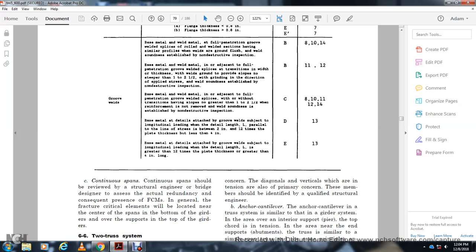Continuous spans should be reviewed with the structural engineer or bridge designer to determine the actual redundancy and consequence of the presence of fracture critical members. In general, the fracture critical elements will be located near the center of the span, at the bottom of the girder, and over the support at the top of the girders.